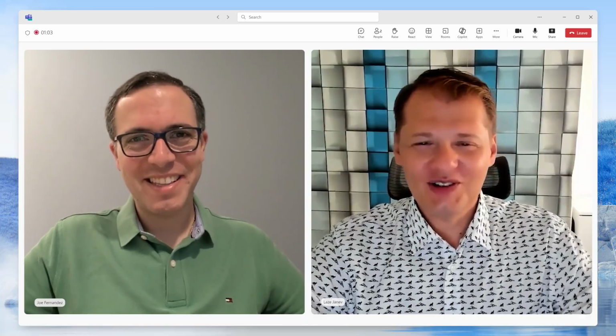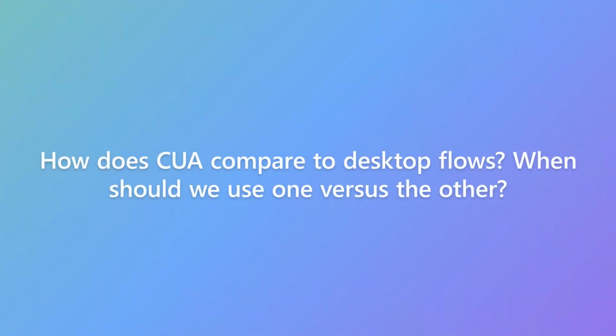Ready. So, very, very common question in the community recently, since you have released CUA, is how does CUA compare to the desktop flows, and when we should use one and when we should use the other?